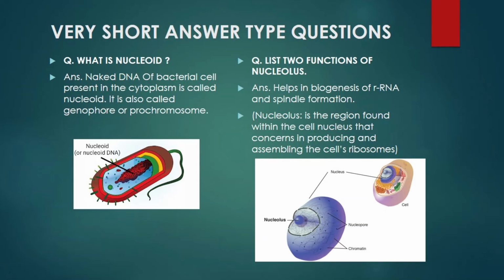Coming to the next question, that is, list two functions of nucleolus. Nucleolus we have already seen. What was nucleolus? Nucleolus was the core of the nucleus, right? Where the genetic material DNA with the chromosomes and genes is present. That is a part included inside the nucleus. So we have to find out the two functions of nucleolus. What does this nucleolus help us with?